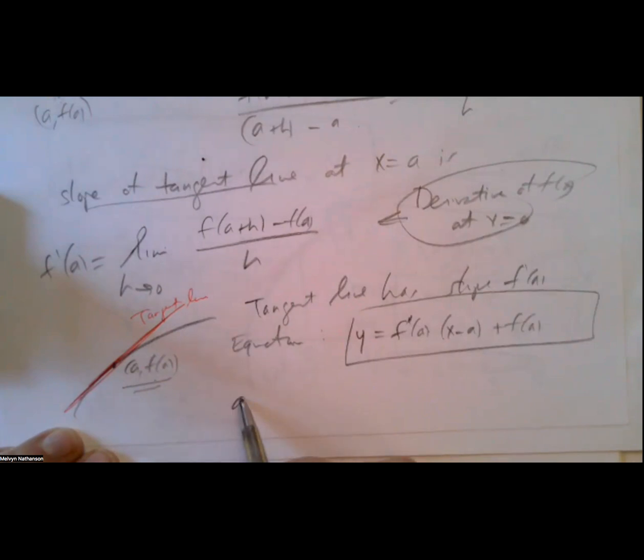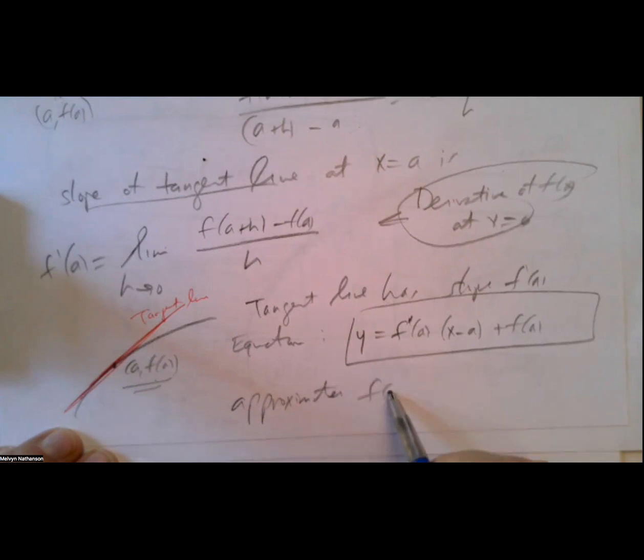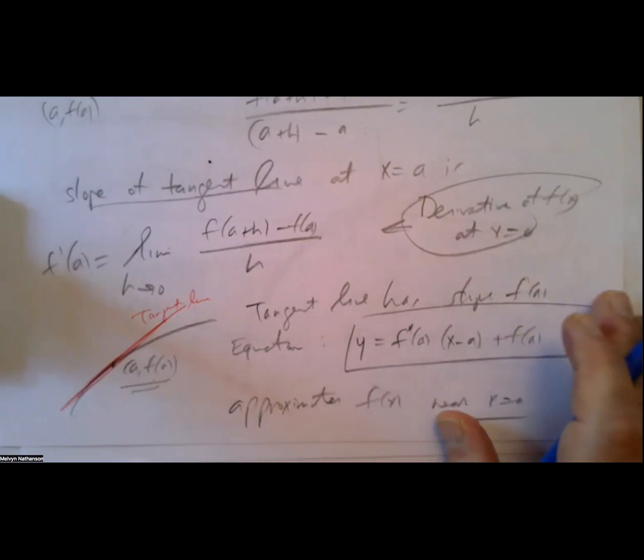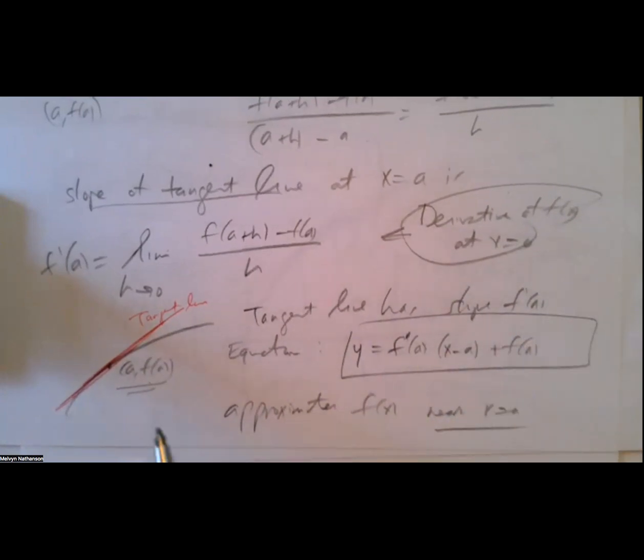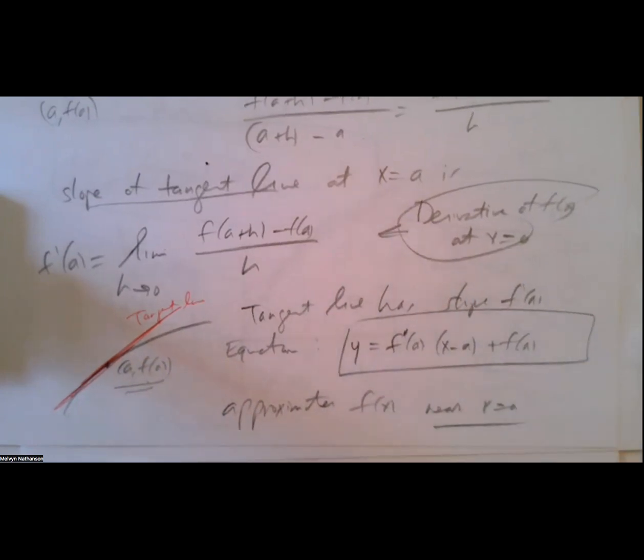And this line approximates f of x near the point x equal a. So we have a curve. We have a problem in geometry to find the tangent to the curve at a given point. We have a problem in computation to approximate this complicated function by a straight line near a point. That's the tangent line. And this is the equation of the tangent line.